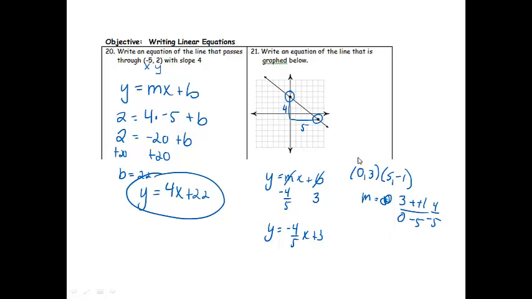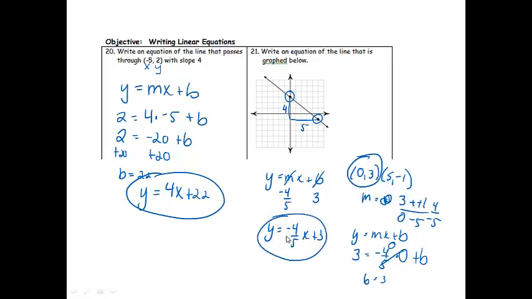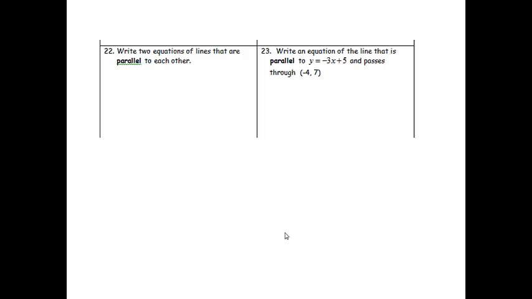Okay, so then I'm going to pick this point. So y = mx + b. My y is 3, my m is -4/5, my x is 0, plus b. -4/5 times 0 is just 0. So I just end up getting b = 3. So when I go to write my equation, it looks just like that. So take your pick.